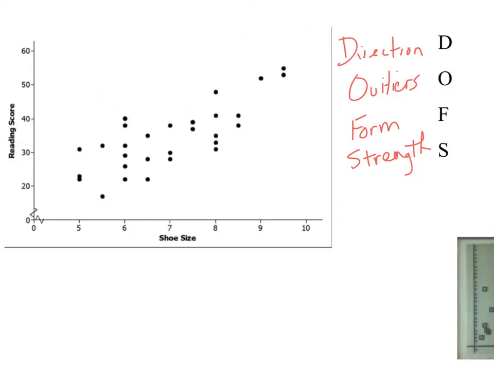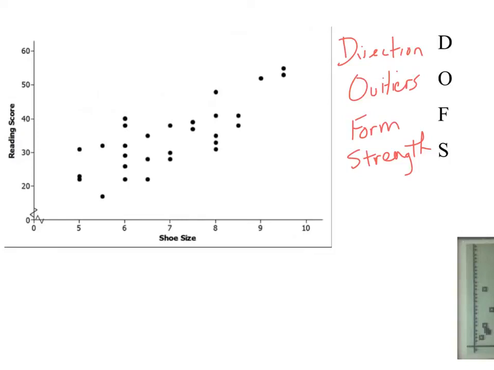I'll come back to outliers. Form. Form means, as you look at the equation, what type of model, what type of function would fit? Would it be linear or exponential or logarithmic or logistic or trigonometric? I look at this and I think a line would fit pretty well. It's not moving in an exponential way. It's not leveling out like a logarithmic. It doesn't have that limit like a logistic. So I would say this is a linear model.